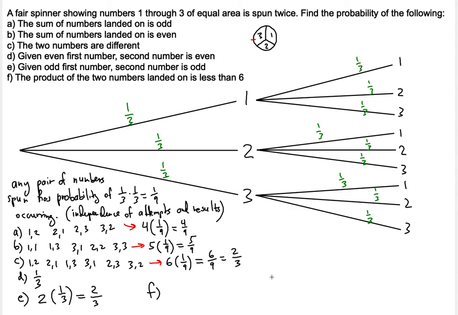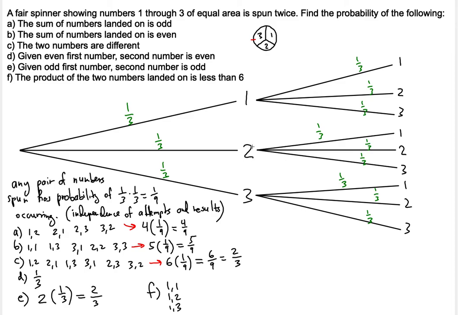Okay. Now the final question says, the product of the two numbers landed on is less than 6. So let's think about it. We're going to have to multiply the numbers, the possibilities, the pairs, right? So each pair we find, we're going to have to multiply the numbers in that pair to find the product and making sure that it's less than 6. So let's start with the 1, spinning the 1 first. Then we can have a 1, that's possible. 1 and 1, because 1 times 1 is less than 6. 1 times 2 is less than 6. 1 times 3 is less than 6.